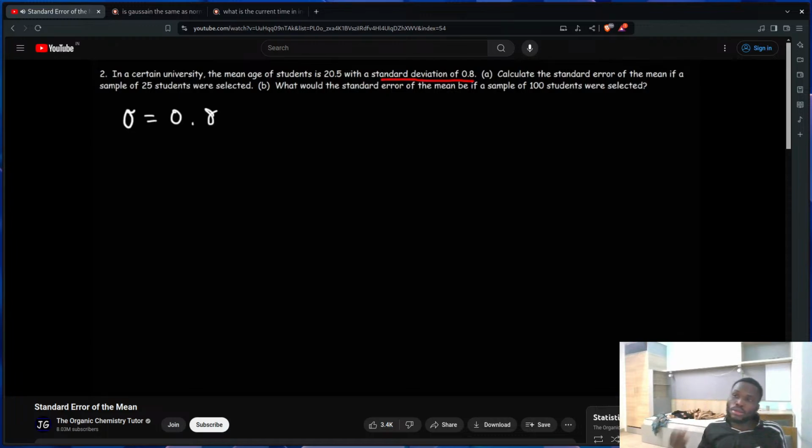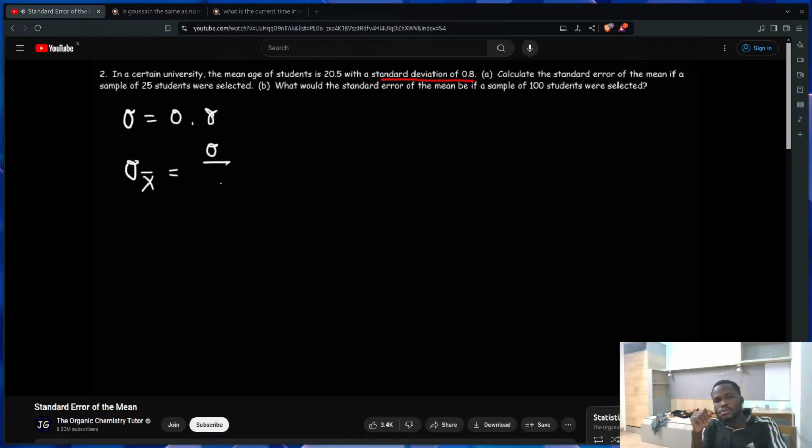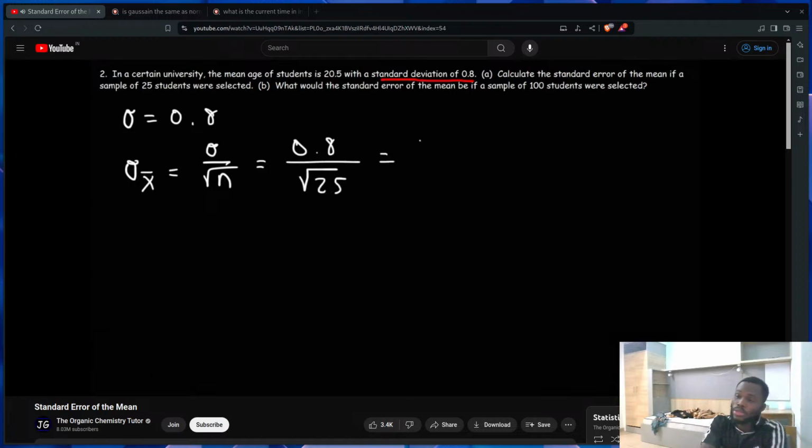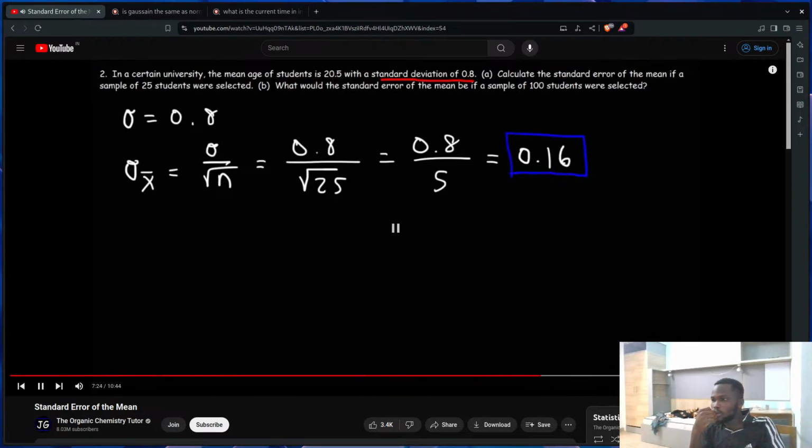Now, to calculate the standard error, we need to use a formula that is very similar but with different variables. The standard error of the mean is going to be the standard deviation of the population divided by the square root of n. As we said before, the standard deviation of the population is 0.8, and in part A, we chose a sample size of 25. So n is 25. Now, the square root of 25 is 5. So 0.8 divided by 5 will give us a standard error of 0.16. So that's the answer for part A.